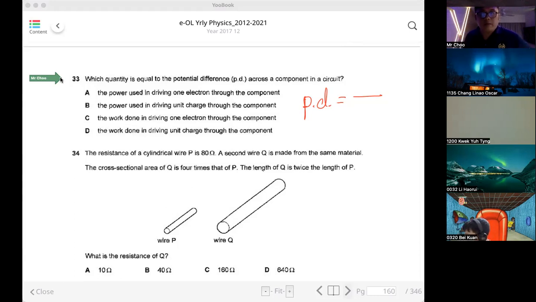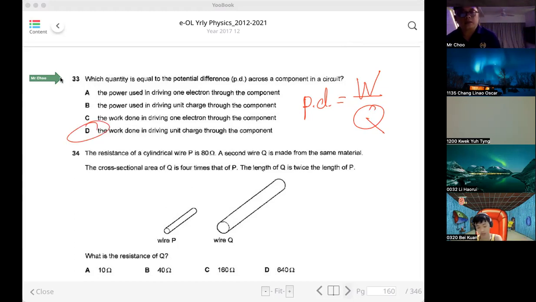Okay, so PD, you have learned before. The formula is the work done to drive one unit charge across the component. So very simple for this, the answer will be D. If you know your formula, you will know that the answer will be D. Correct or not? Okay, I don't know why some of you say A, some say B. Okay, now everybody do question number 34.